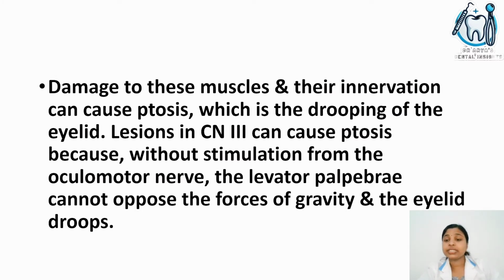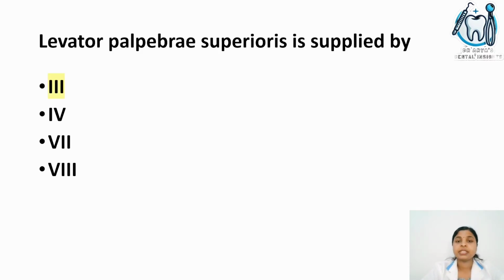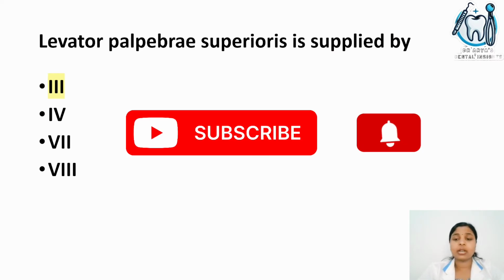Damage to this muscle, levator palpebrae superioris, and its innervation can cause ptosis, which is the drooping of the eyelid. Lesions in the 3rd cranial nerve, the oculomotor, can cause ptosis because without stimulation from the oculomotor nerve, the levator palpebrae cannot oppose the force of gravity and the eyelid droops. So the answer is that levator palpebrae superioris is supplied by the 3rd cranial nerve, the oculomotor.